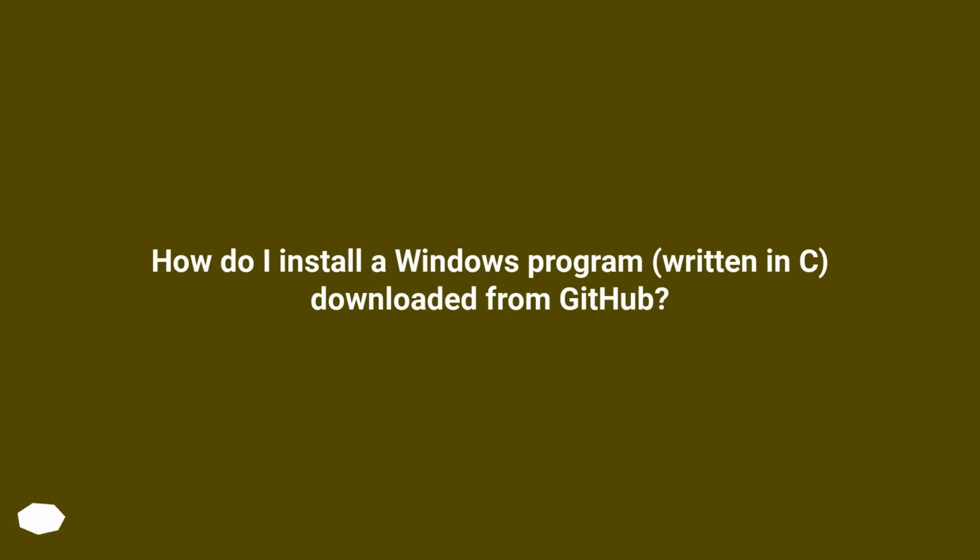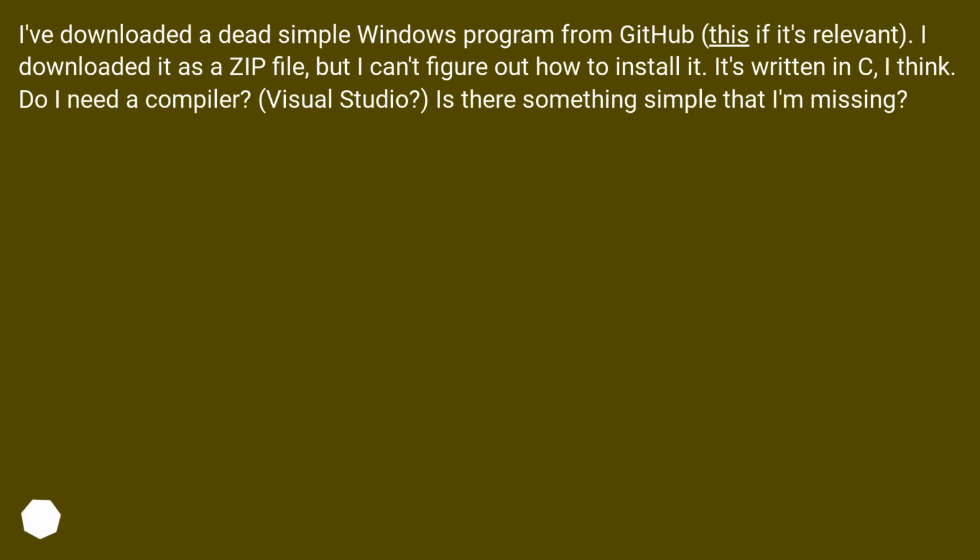How do I install a Windows program, written in C, downloaded from GitHub? I've downloaded a dead simple Windows program from GitHub, this if it's relevant. I downloaded it as a zip file, but I can't figure out how to install it. It's written in C, I think. Do I need a compiler? Visual Studio? Is there something simple that I'm missing?